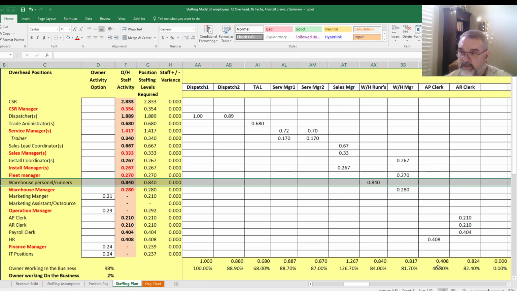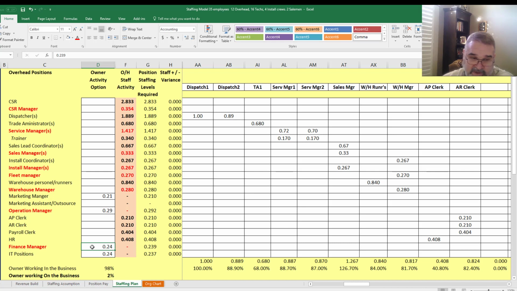I've got an AP clerk that's at 40%, and I've got an AR clerk, so I separated that out between the two. The sooner I can separate AR and AP, the better off I'm going to be, at least for checks and balances on the financial statements. I don't want the person collecting the money and depositing the money to be the same person. But in the beginning, you have to do that, so the service manager or the owner is still the finance manager to double check that process.